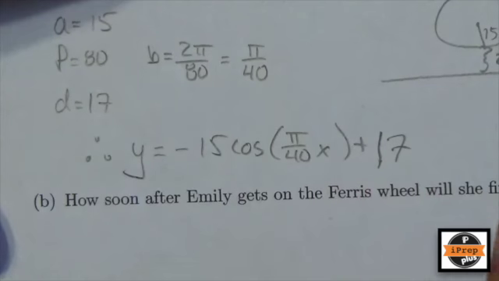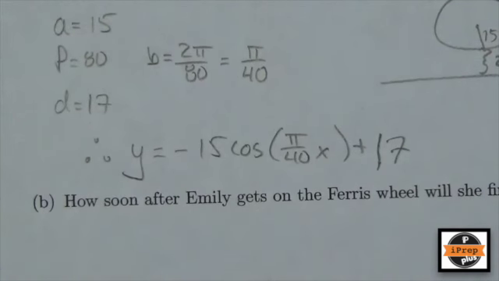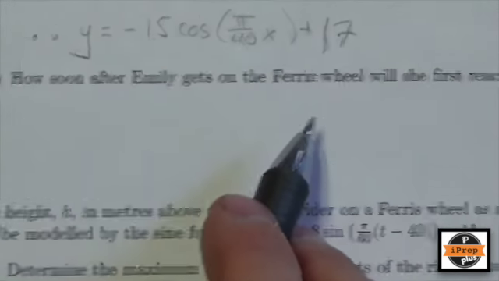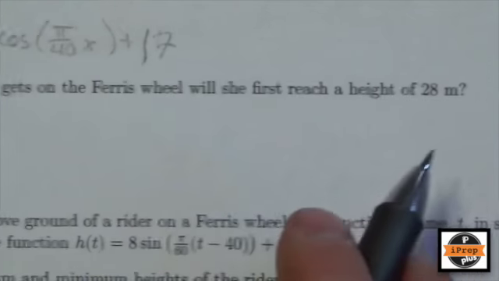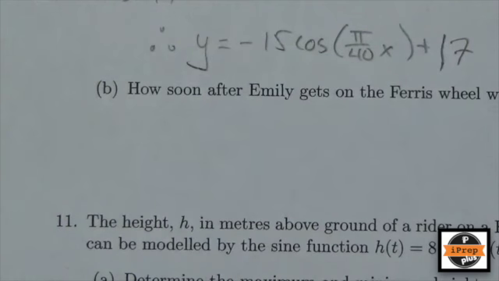Plus 17. And so that's the equation that we're trying to build for this scenario here. Now the next question is, how soon after Emily gets on the Ferris wheel will she first reach the height of 28 meters? So this is a height, and I'm looking for the time here. This is very similar to the last part of the previous question. The intention here is that you're going to use your calculator to do it.